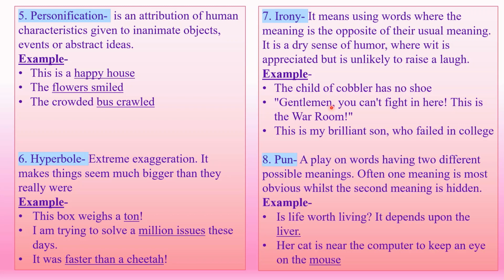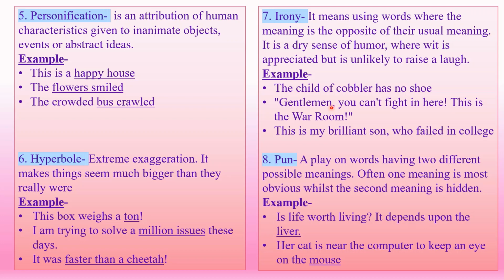Moving on to our next figure of speech, pun. Pun is basically a play upon words, having two different possible meanings. The first meaning is most obvious, while the second meaning is hidden. For example, is life worth living? It depends upon the liver. Now, the word liver here has two meanings. First, it is a major part of the body, an organ. And secondly, the liver also means the person who lives.